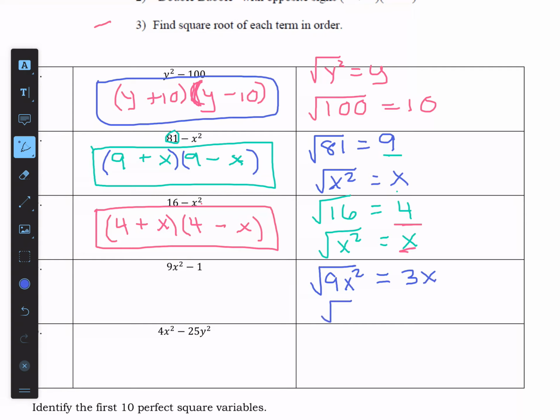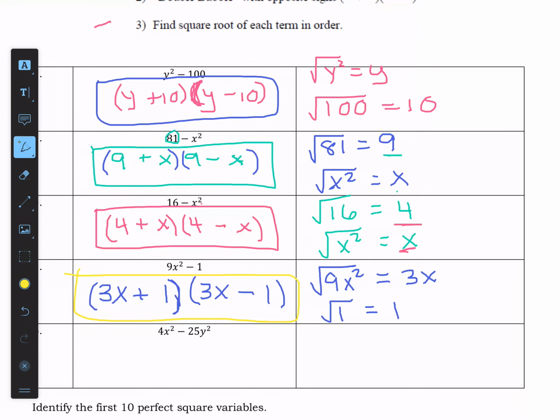So if I want to take the square root of 9x squared, the square root of 9 is 3, and the square root of x squared is x. So the square root of 9x squared is just 3x. You just put them together. The square root of 1 is equal to 1. Okay? Go back over here.